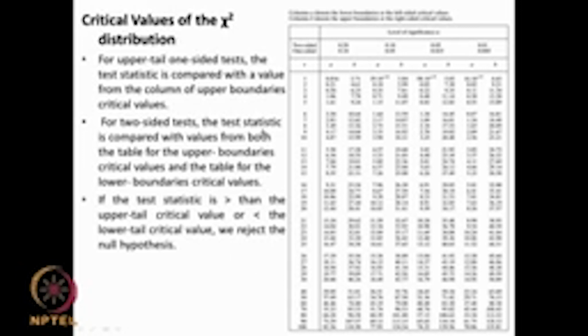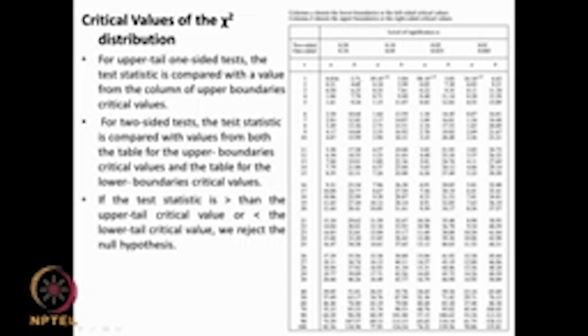So, we prepare the test statistic, and then we compare from both the table for the upper boundaries and the table for the lower boundaries as well. If the test statistic is greater than the upper tail critical value or less than the lower tail critical value, we reject the null hypothesis. So, if my test statistic for chi square comes out to be, for example, larger than 2.71, then I reject the null hypothesis, for 1 degree of freedom, for a two sided probability of 0.2.